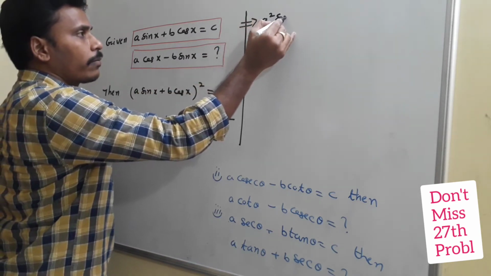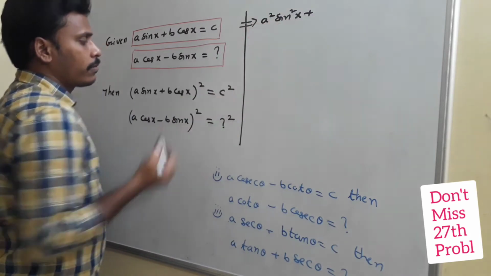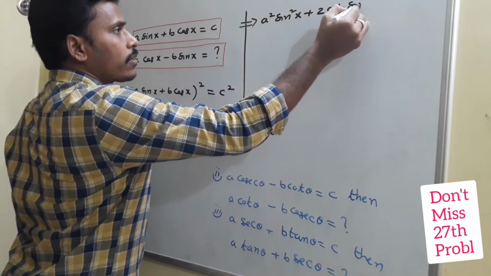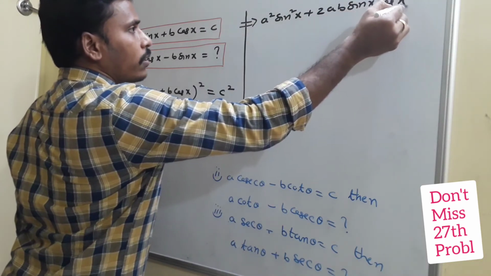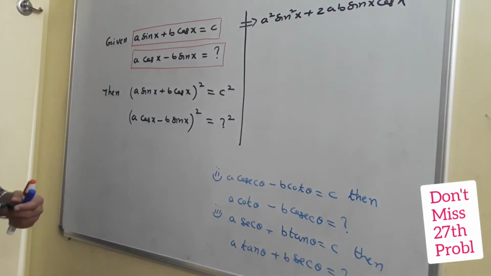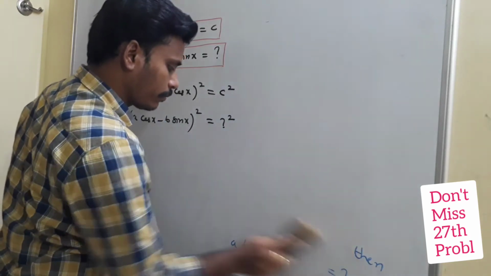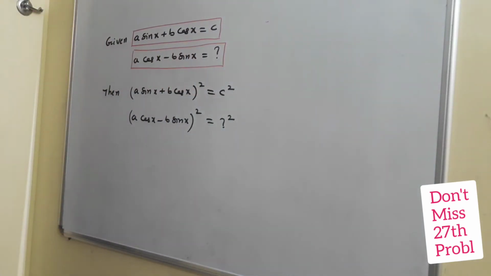a square sin square x plus next one 2ab sin x cos x. Yeah, see, there is a problem with the space. Okay, that's why I will erase all these things. Yeah, I will give you the questions once again. And now I use the board.